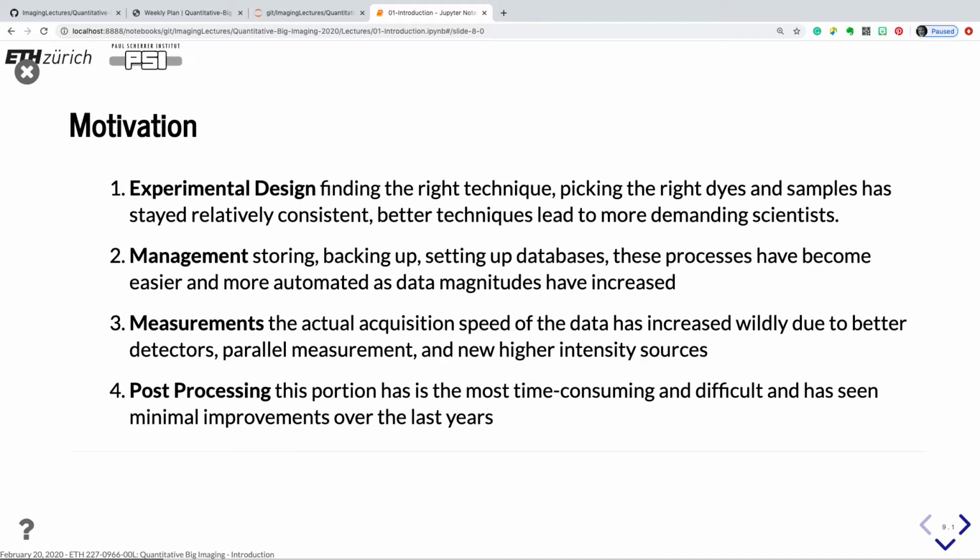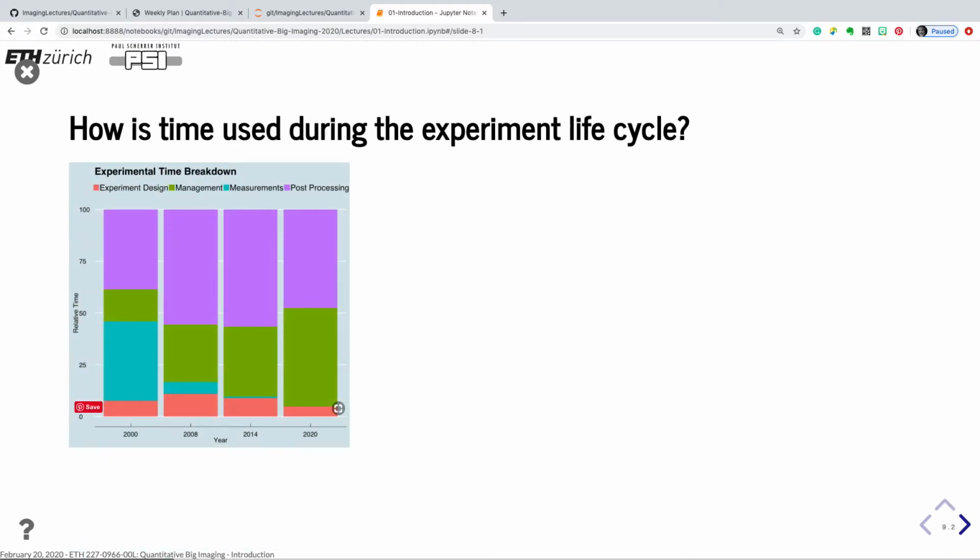Then we have the measurements, where acquisition speed is steadily increasing all the time. And of course, once we have the data, we finally have the post-processing part. If we do tomography experiments, we usually first have to reconstruct the data. Then we have some volumes, but what to do with these volumes?